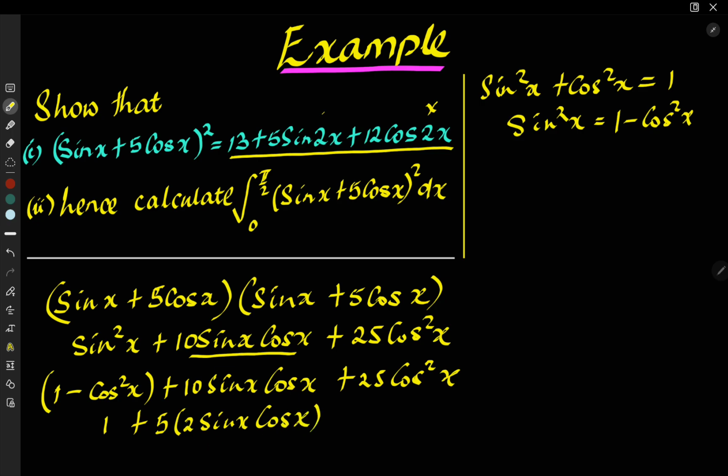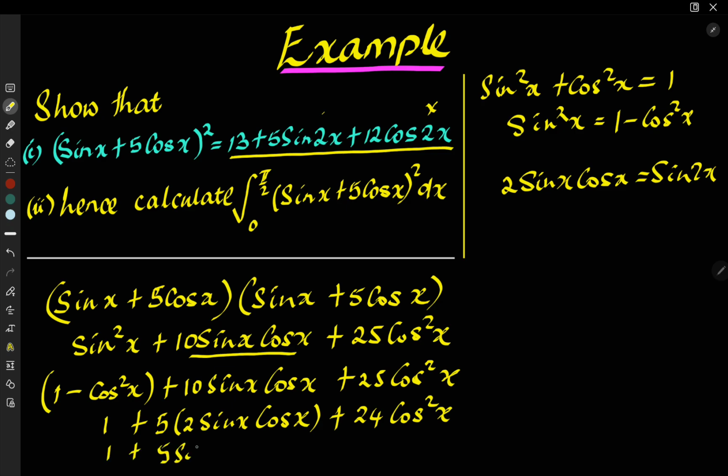We're just trying to manipulate it so that we get the sin 2x here. Remember that identity: 2 sin x cos x is equal to sin 2x. That's what we want to try and get. So 5 times the 2 sin x cos x gives us 5 sin 2x. Then here, remember it's a negative cos squared, so plus 25 minus 1, that will be 24 cos squared x. And finally, this can be 1 plus 5 sin 2x, then plus 24 cos squared x.